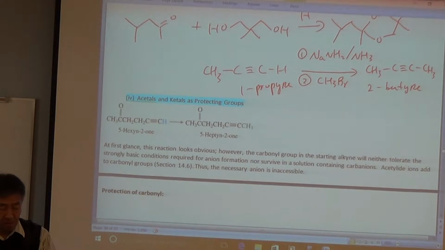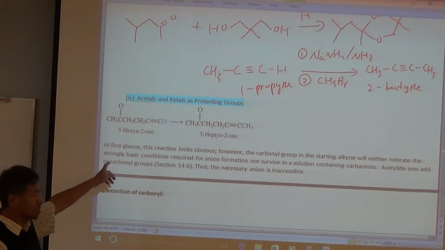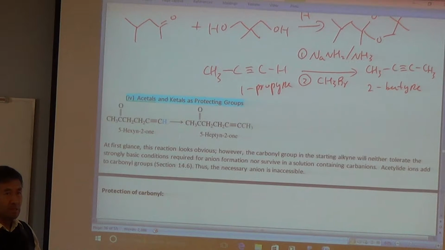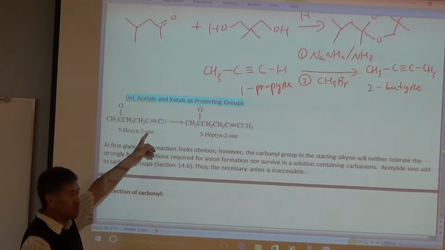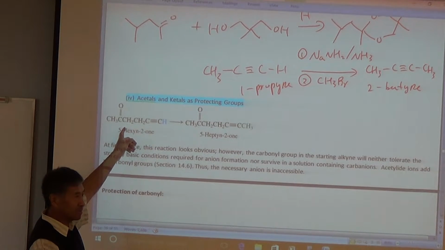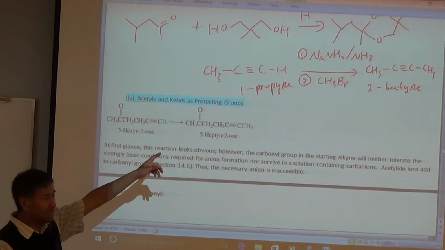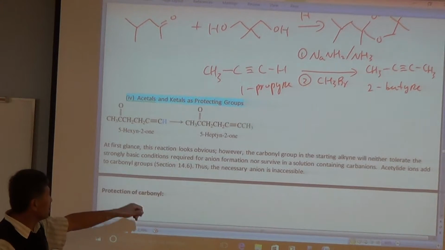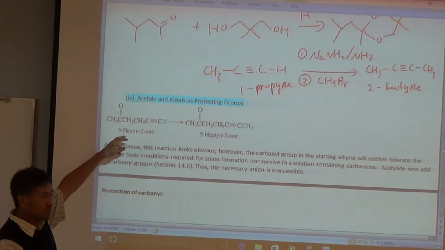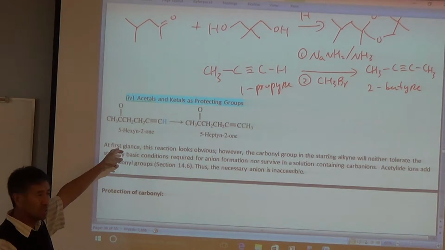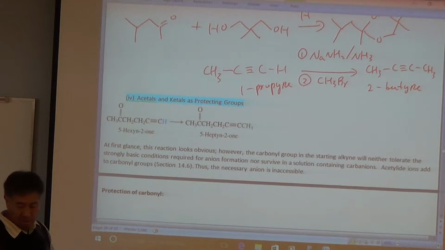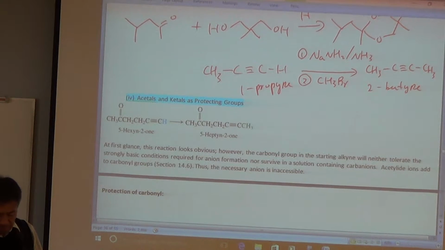Now, why can't you do this reaction straightforwardly? This molecule not only has this terminal triple bond, it also has this carbonyl. So when you use a strong base, I get NaNH2 in the first step, and that will also react with this carbonyl over here. And in your second step, the methyl bromide can also react with your carbonyl.